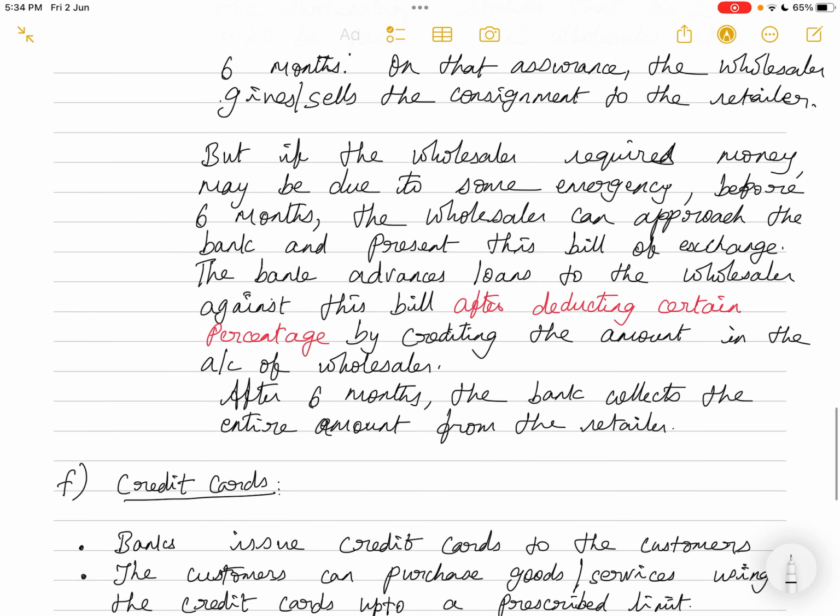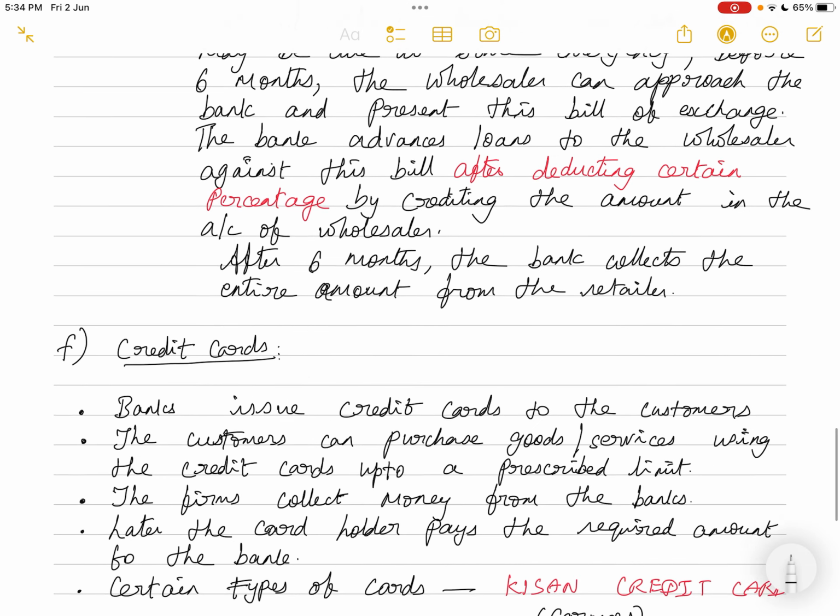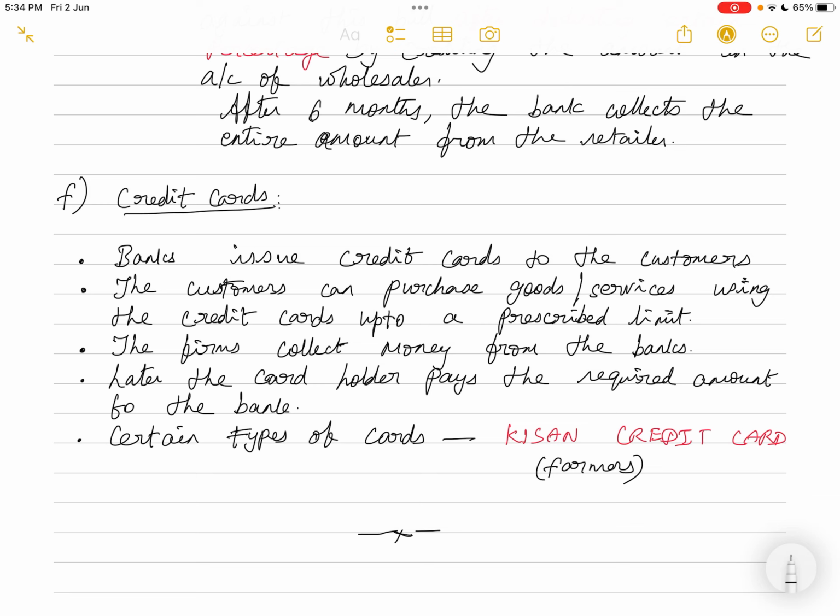Then another popular method nowadays which we are all aware of is the credit card. Now what is the credit card? Banks are issuing credit cards to the customers. Each and every card has its own limit, we all know that. The customers can purchase goods or services using the credit cards up to the prescribed limit, and the firms collect the required amount of money from the banks, and later the card holder pays the required amount of money to the bank. Again we have certain types of cards meant for specific sections of people, like for farmers we have the Kisan credit card.